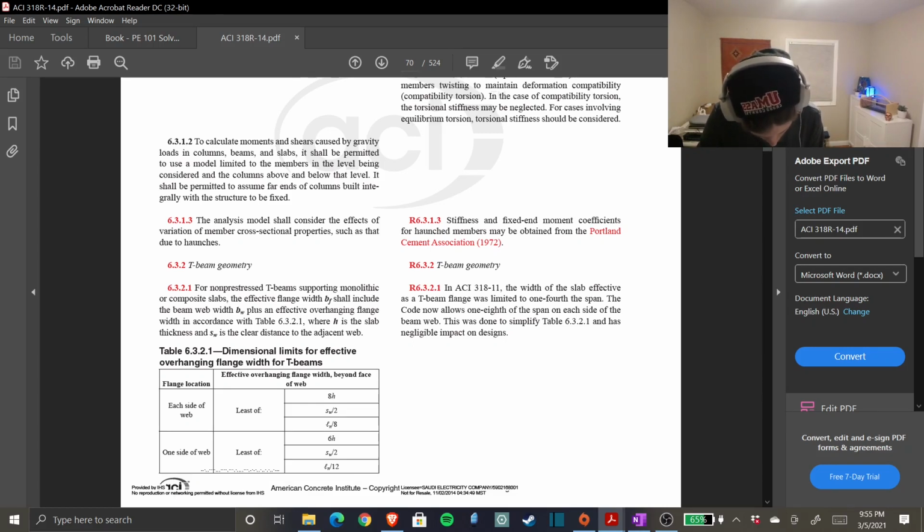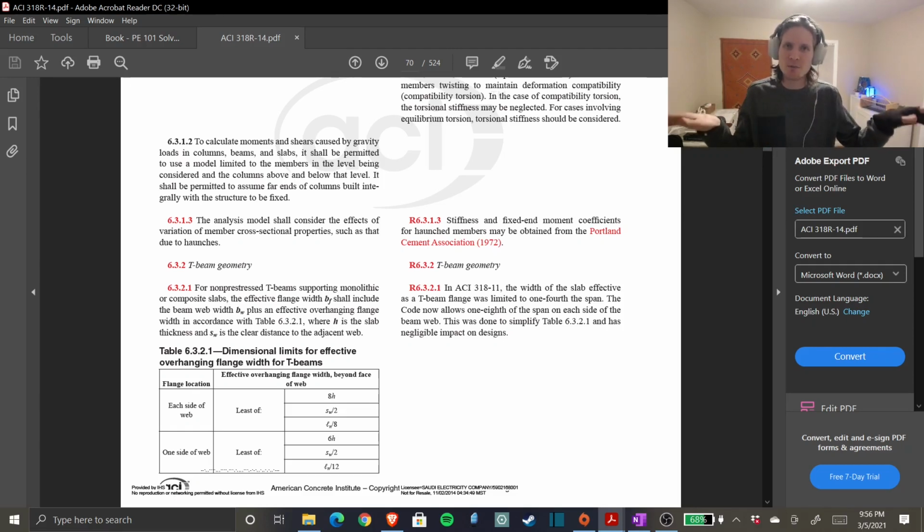We go down a little further. If we dump into this table, you will see dimensional limits for effective overhanging flange width for T-beams. And that is literally, if you were to consider the concrete T-beam as like a wide flange steel section, we know what the flanges are defined as. You can call the horizontal portion of that T the beam's flanges, okay? Which is effectively just that portion of slab that sits on top or is cast integrally with the concrete beams below. And it gives you this little table here.